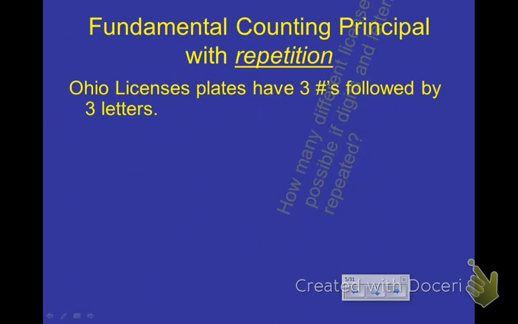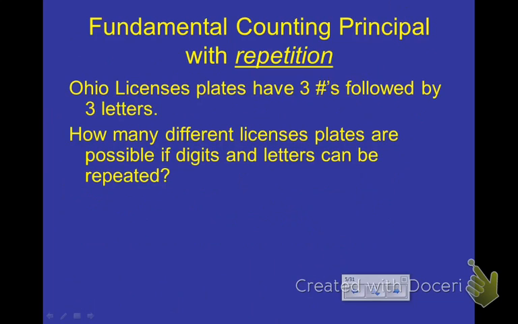Moving on here, what happens if there's repetition? Well, what's that mean? If we look at the state of Ohio, their license plates have 3 numbers followed by 3 letters. How many different license plates are possible if digits and letters can be repeated? So what I'm doing is I've got a license plate, it's got 3 numbers and then 3 letters. So a possible one would be like 1, 2, 3, ABC. And I can use any of the numbers or any of the letters.